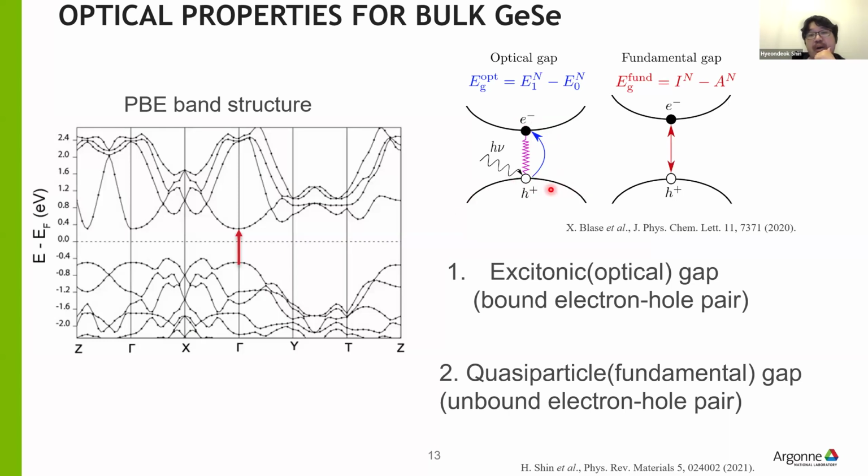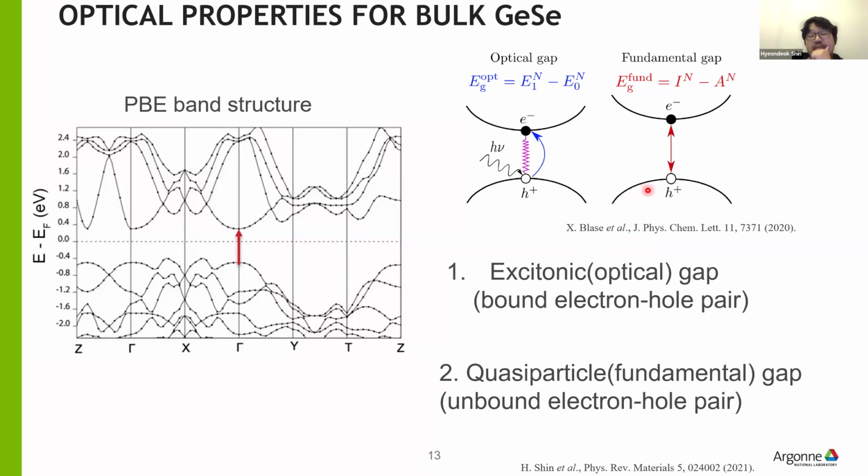Since this is known as a bound electron-hole pair, all the Coulomb attraction between the pair is included in this optical gap calculation. The other one is the fundamental gap, which is the energy to create free electrons in the conduction band and free holes in the valence band. There are mainly two processes to get the fundamental gap. One is adding electrons to the conduction band and the other is removing electrons from the valence band. These two processes can be defined as the ionization potential and the electron affinity for the given system.